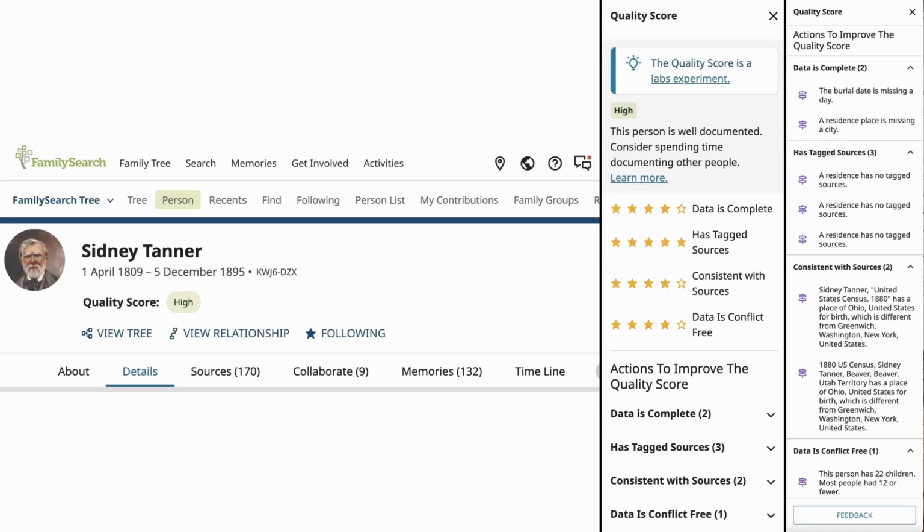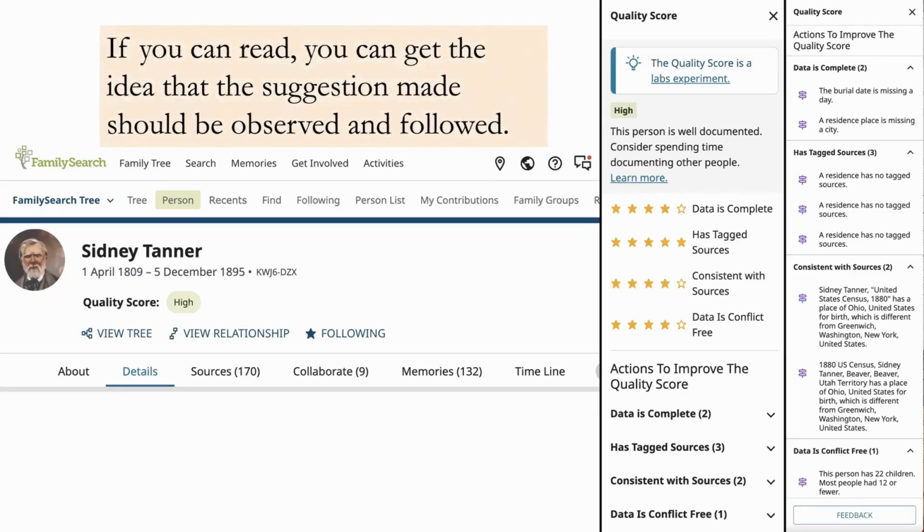Well, think about it. Here it is. It's going to tell you. And if it tells you that there's no possible score, that means that these people are having some problems. And if their score is very low, then you know that there's a lot of stuff that's missing that needs to be added. My suggestion is that if you can read, you can get the idea that the suggestions made should be observed and followed. In other words, here's what you have that could actually contribute something, rather than adding in a new child, a missing child or something that you think is a missing child.